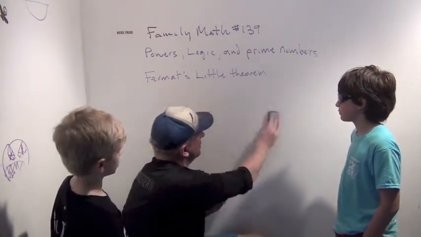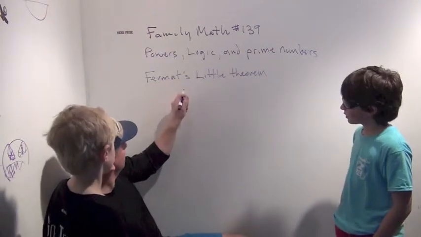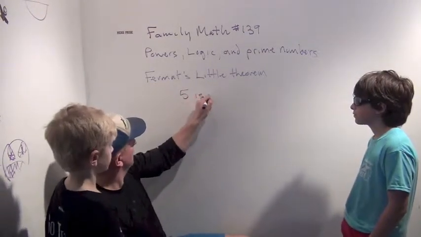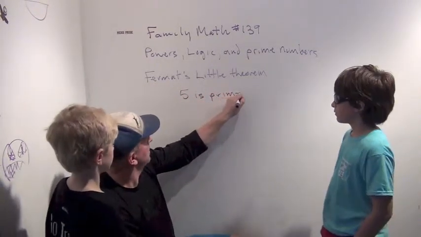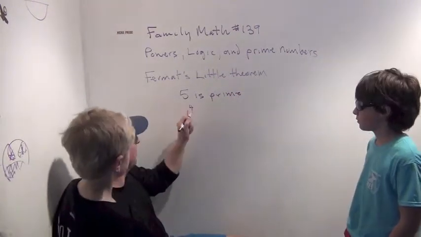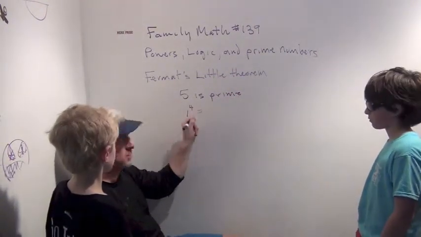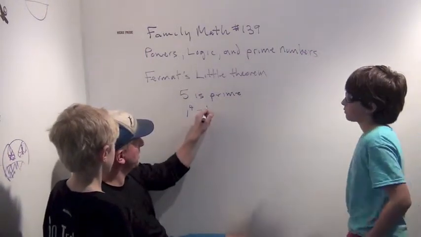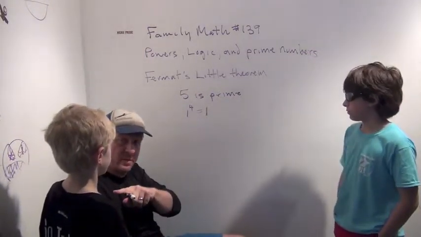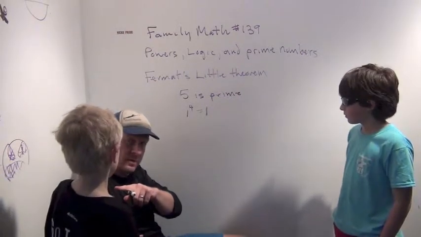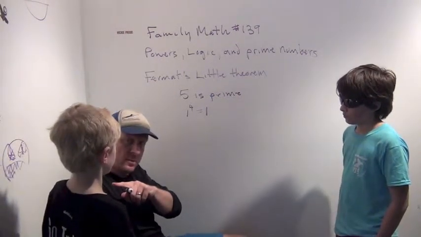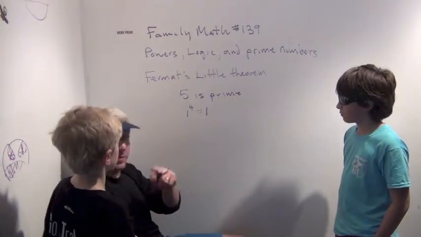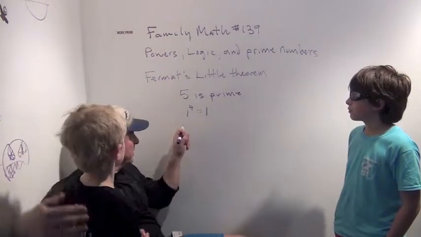Okay, so let's look at 5 as an example. Right? Sure. So 5 is prime, right? Yeah. Yep. 1 to the 4th, remember it's p minus 1? Yep. Equals what? 1 to the 4th is 1. And what's the remainder when 1 is divided by 5? The remainder is 1. Very good. So that works, right? Yeah. Okay.